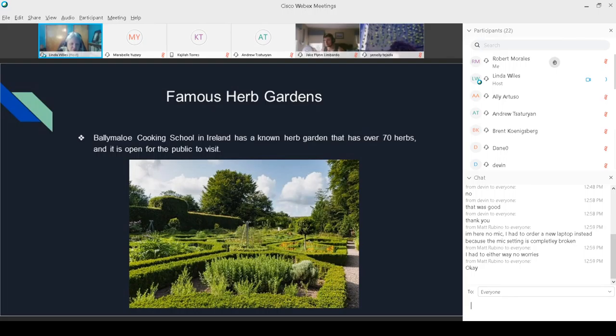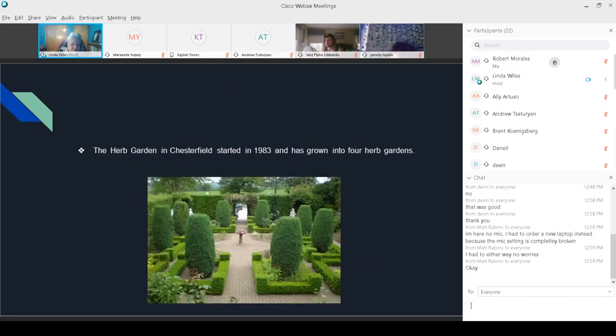This is a very, very formal herb garden design, where you have distinct areas for each type of shrub, and you have them lined with boxwood or some other hedge type. This is the herb garden in Chesterfield. Here you can see how it's lined. These are very, very tightly maintained. It started in 1983. They now have four of these. Again, this is a very formal presentation. You can see they have a lot of hardscape in here rather than a lot of soil. That's so that you can walk around here without having muddy shoes, I guess.